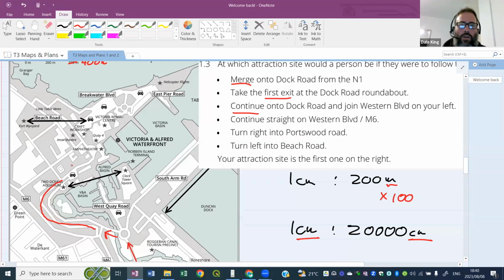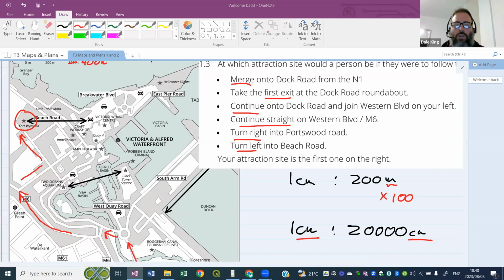Continue straight on Western Boulevard. Or the M6. Oh, there it is there. There's the M6. Turn right into Portsmouth. Oh, so it must be going this way. Turn left into Beach Road. All right, so I think this is what they're talking about, guys. Without road names it's a little bit difficult, but I think this is what they're talking about, ending up at Fort Windward. All right. But the main thing I want you guys to notice here is the words that they use to describe the directions. Okay. Remember these words. So those are the kind of words that you will use when you give directions.